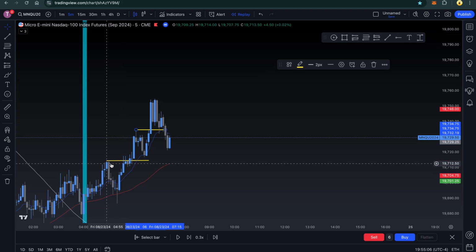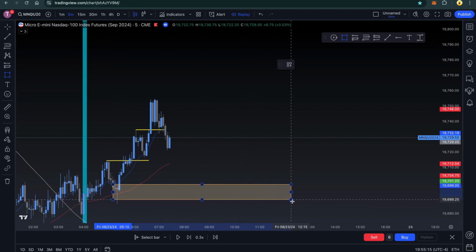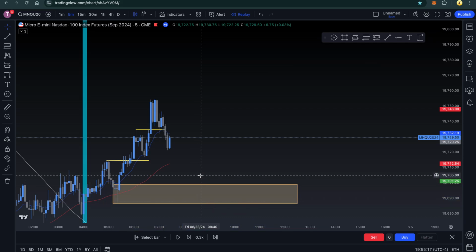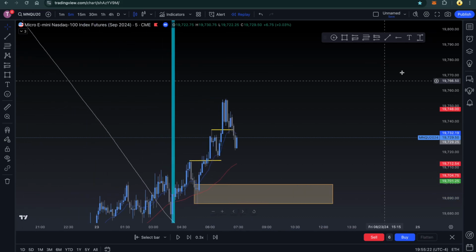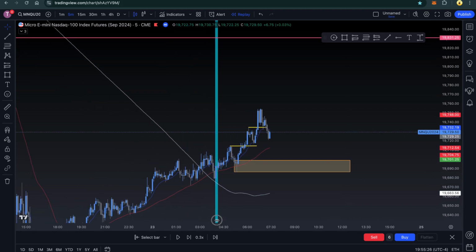That was the pop off of the break of structure, so I'm going to go ahead and label this. This is going to be our demand zone, a demand zone on a 5-minute. And if we zoom out, this was actually the Friday that just passed. Today's Sunday, so we can zoom out a little bit.